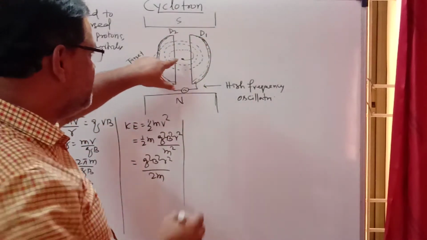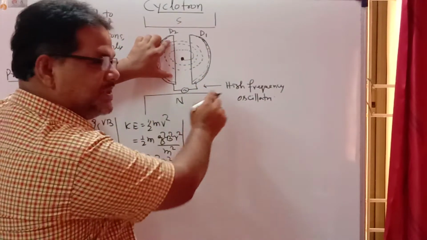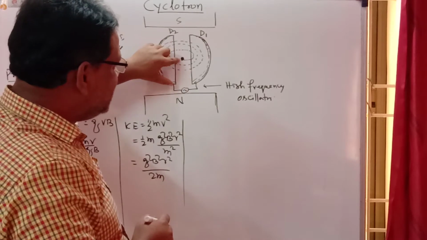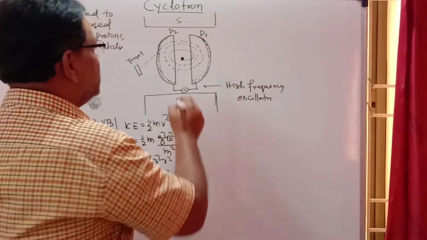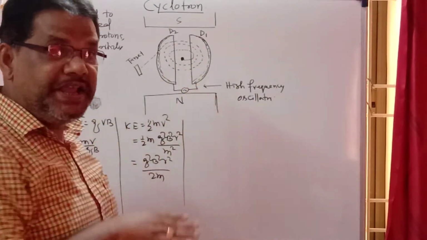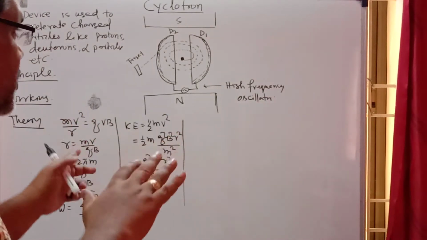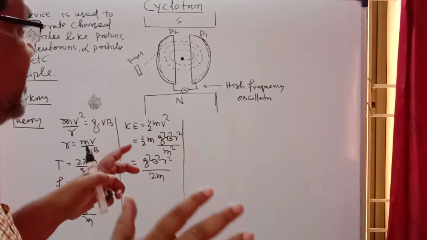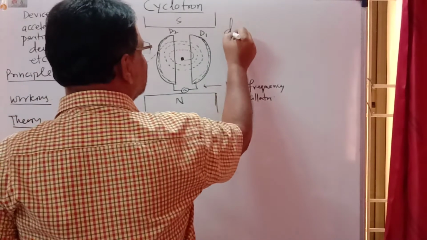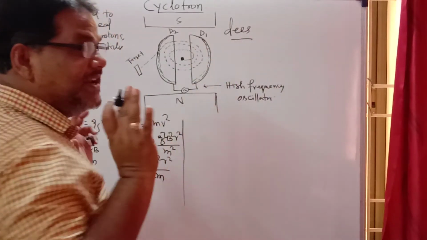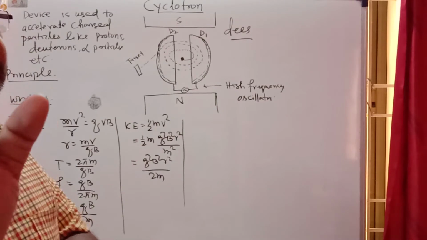This is the positive charge, and D2 becomes positive due to the high frequency oscillator. That charge will be pushed into D1 because positive repels positive. The important thing is that within the D's the magnetic field is maintained, and within the gap the electric field is maintained.